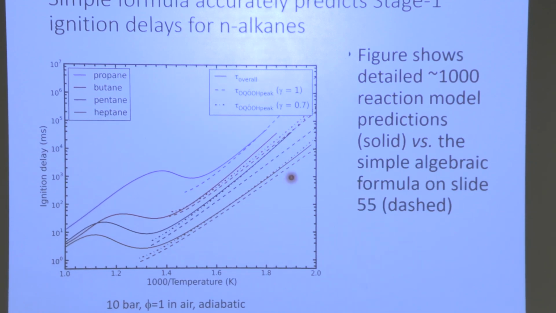So all these dashed lines are the simplistic model, which only depends on a couple of rate coefficients. They're the most important ones. And these solid lines are the full detailed models with about 1,000 reactions. And these are for a whole bunch of different fuels: propane, butane, pentane, heptane. And you can see that basically this whole low temperature branch is explained really well by the simplistic model.